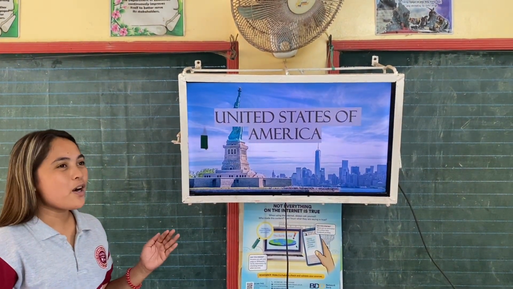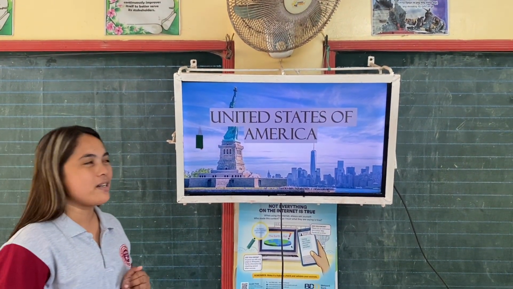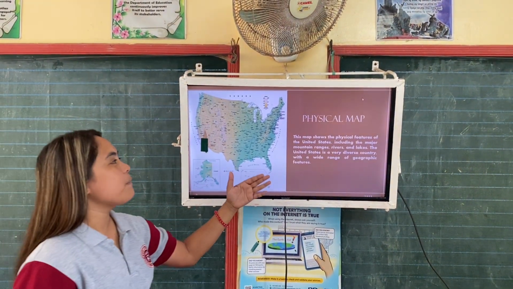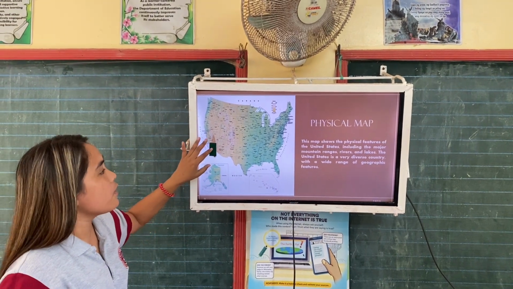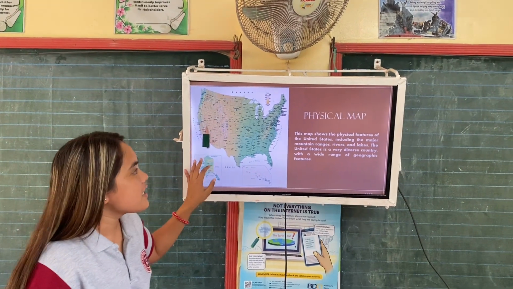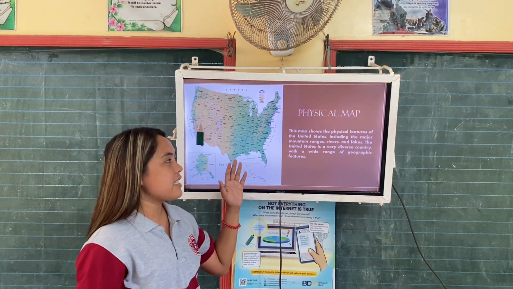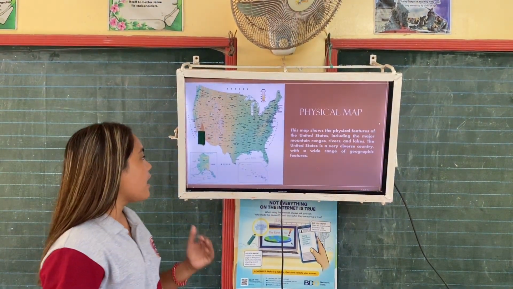Good day everyone, my name is Jenny Gas and today we will be discussing the USA, United Kingdom and Mexico. So first, we will tackle the United States of America, or the USA. Here we have the physical map of the USA. This map shows the physical features of the United States, including its mountain ranges, rivers and lakes. The United States is a very diverse country with a wide range of geographic features.